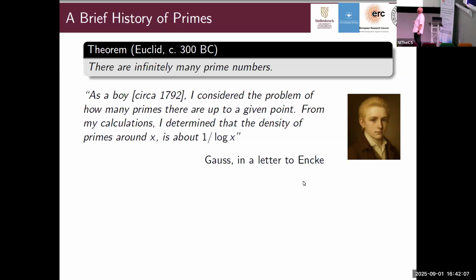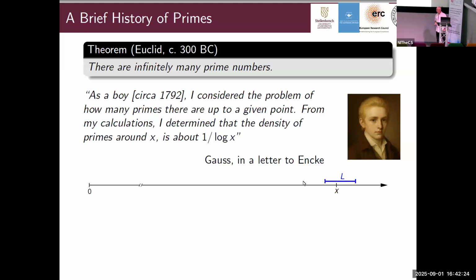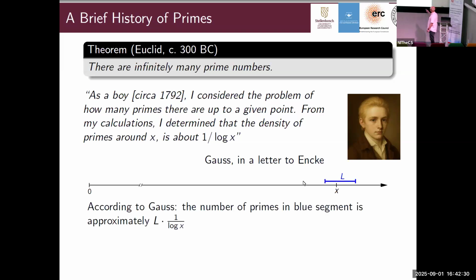Now Gauss, in 1782, in a letter to Encke, said, as a boy, I considered the problem of how many primes there are up to a given point. And from my calculations, I determined that the density of the primes around x is 1 over log x. So here is what Gauss says: take a number x, take a segment of length L there, and count the number of primes that are inside that segment L.